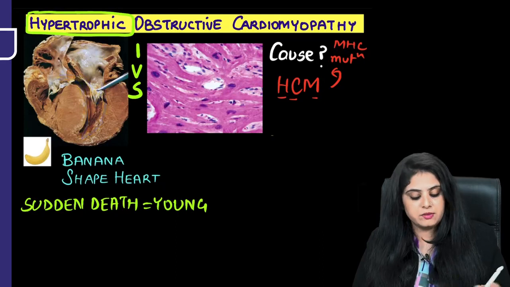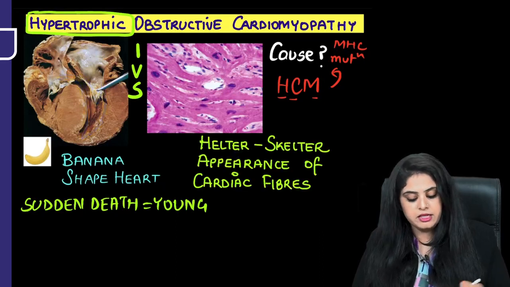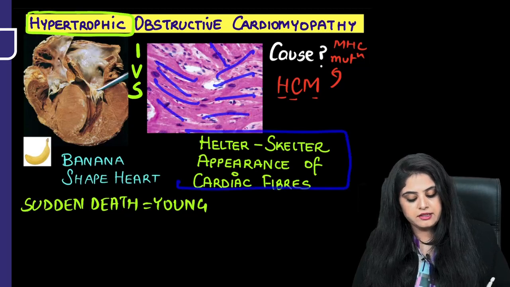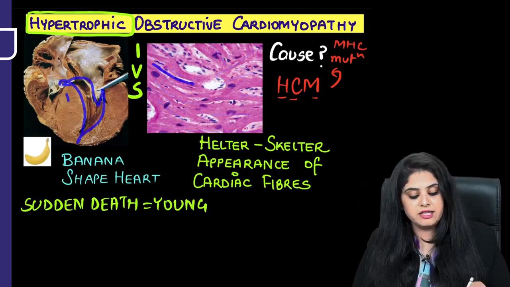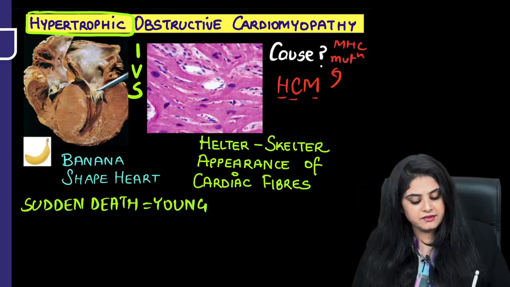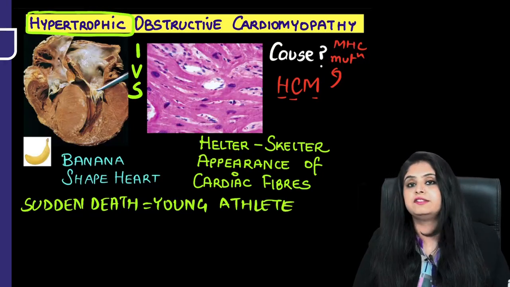You see a banana shaped heart, and what do you see microscopically? You see all the fibers are arranged idhar udhar. It is all a helter-skelter appearance of cardiac muscle fibers. So these 2 pictures, banana shaped heart with helter-skelter appearance, and they will say there is a sudden death that has occurred in a young athlete. You know it's a case of HCM.